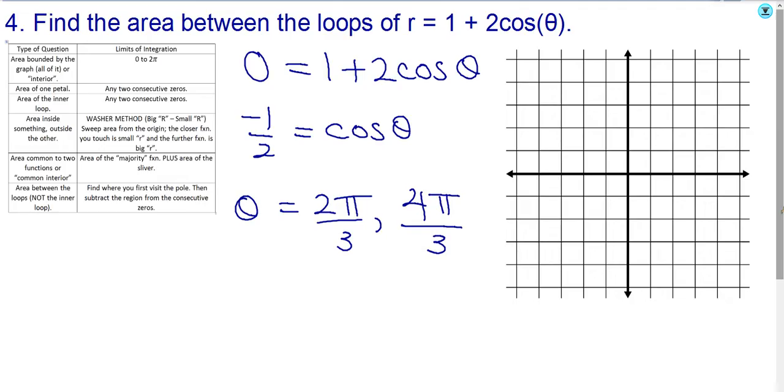So if we were to graph this function, it would look something like, well, if we set theta equal to 0, cosine of 0 is 1, times 2 is 2, plus 1 is 3. And it would look something like this. So actually that's not a good drawing, so that's what it would look like. So when we're traveling along, the first place where we would visit the pole would be here at 2 pi over 3. So that's where I first visit the pole.